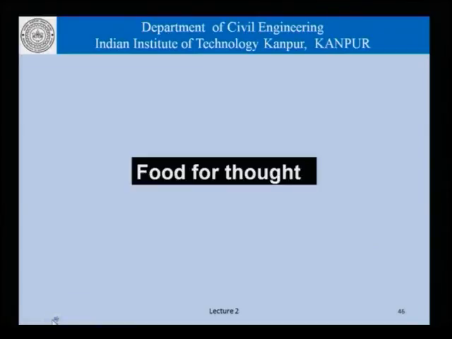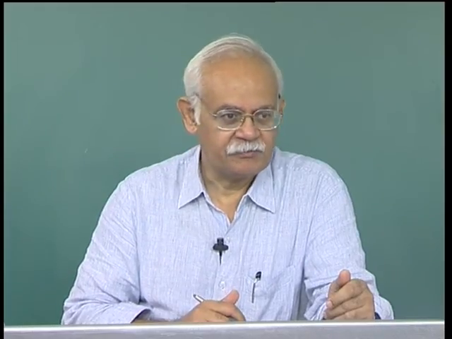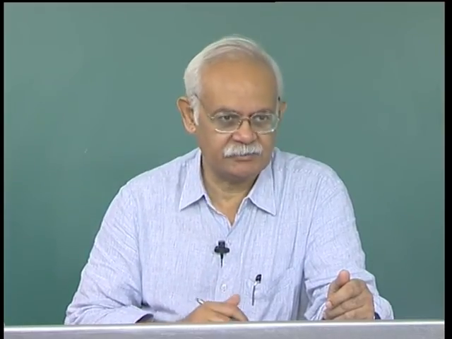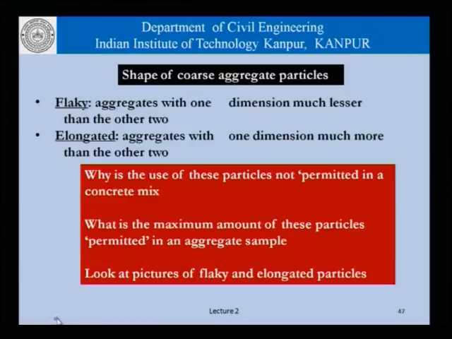Before we end the lecture today, let us leave a few questions for you to think about, and we will answer them at some other point in time. We talked about the shape of coarse aggregate particles, and we talked of flaky and elongated particles. The questions I would like you to think about are: why is the use of these particles not permitted in a concrete mix? What is the maximum amount of these particles permitted in an aggregate sample?